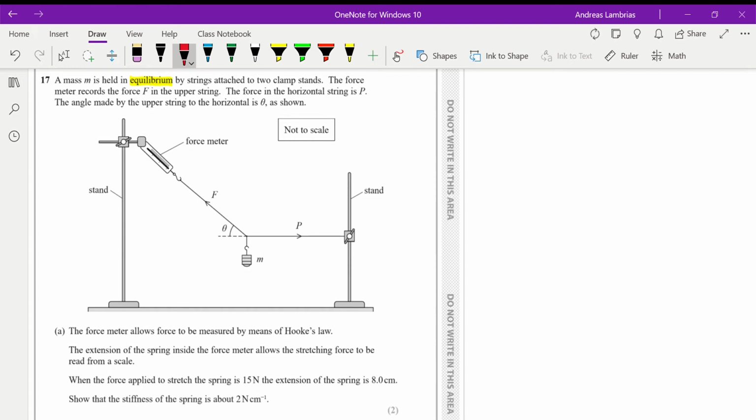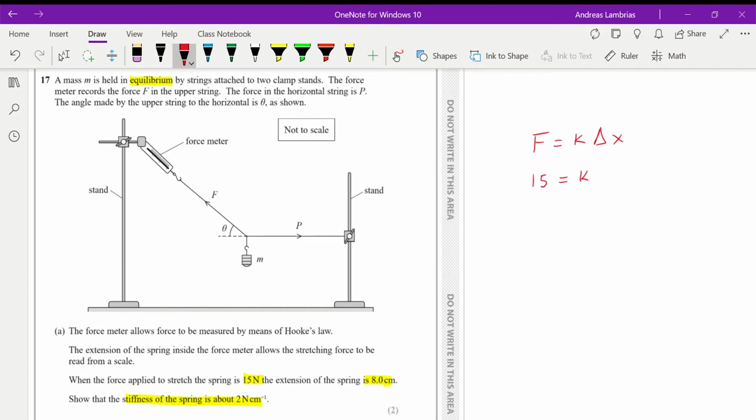It's giving us the force that is acting on the spring and the extension, and we need to show that the stiffness of the spring is about 2 Newton per centimeter. So in this case, we're just going to apply Hooke's law, which is the force equals the spring constant, which tells us the stiffness of the spring, times the extension. So we're just going to substitute the right numbers.